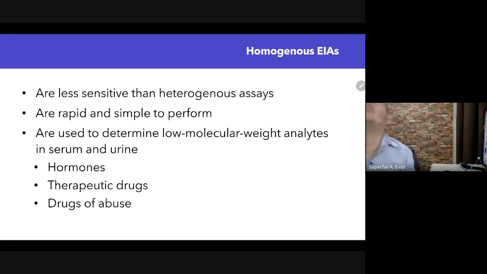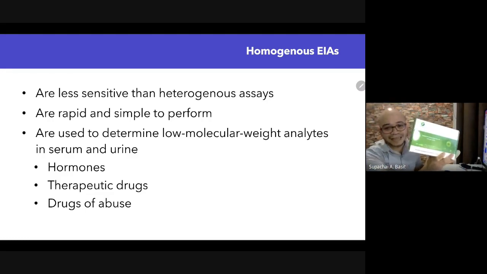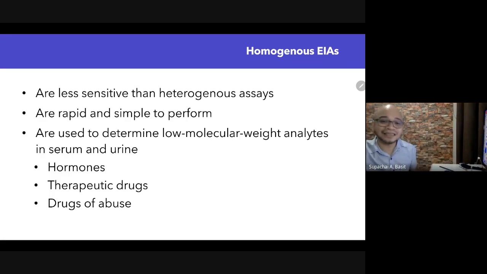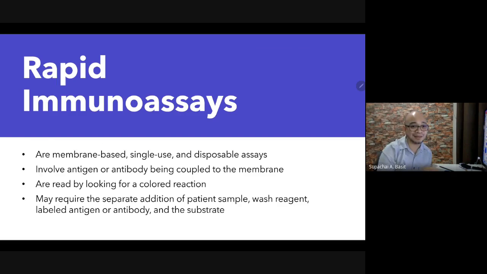I have here an example of a rapid antigen test. This one is an example of a homogeneous assay, the DIY kind. Rapid immunoassays like this are very common. In our laboratory, we have rapid immunoassay for HIV, for syphilis, and for Hep B.